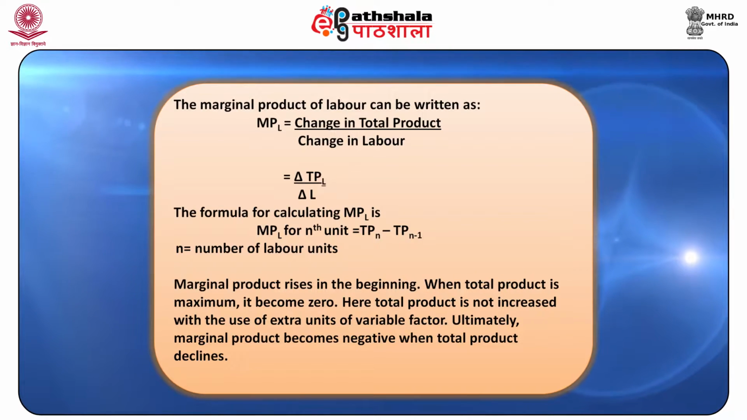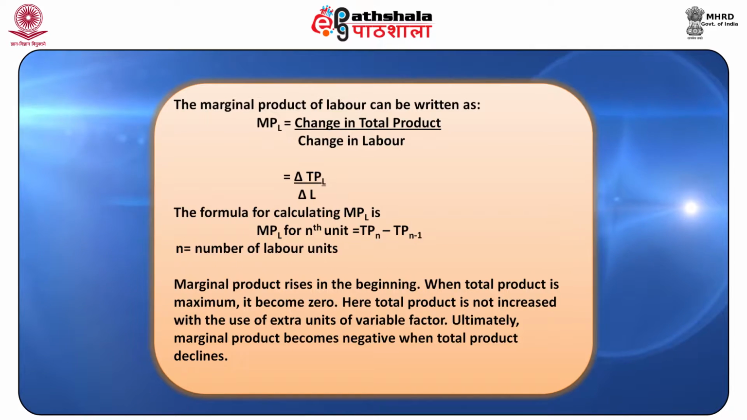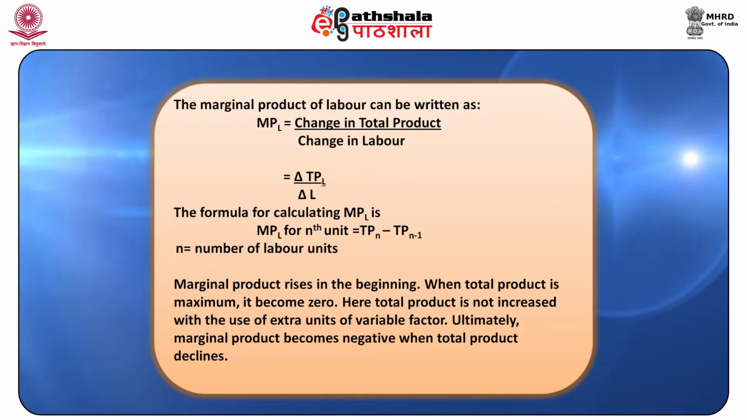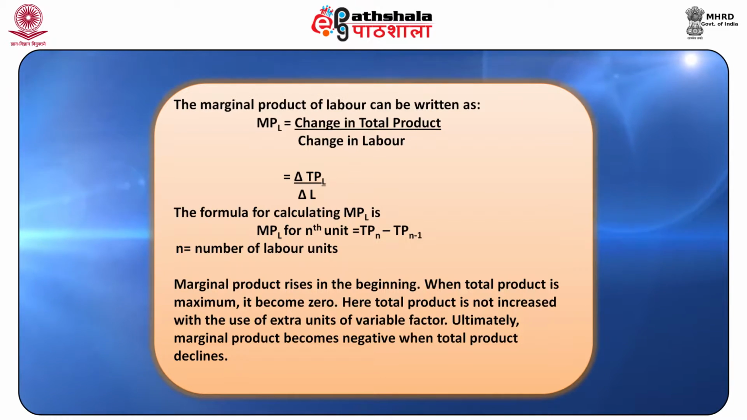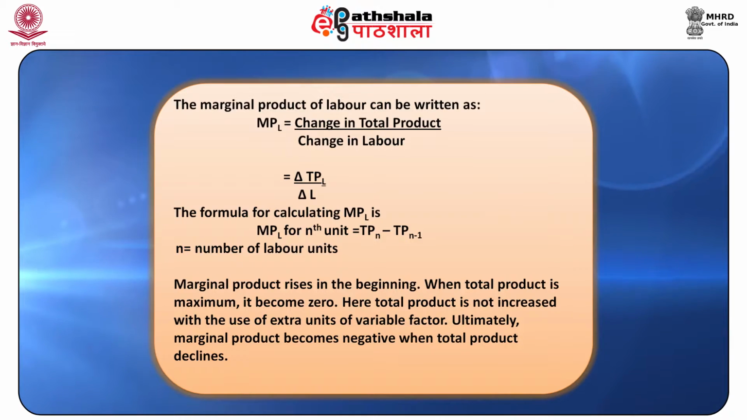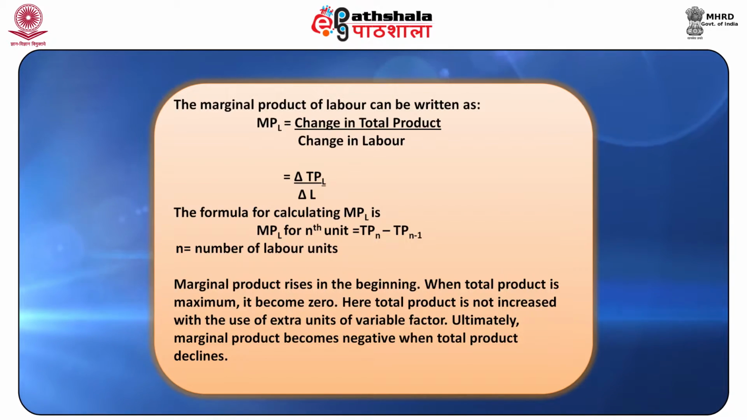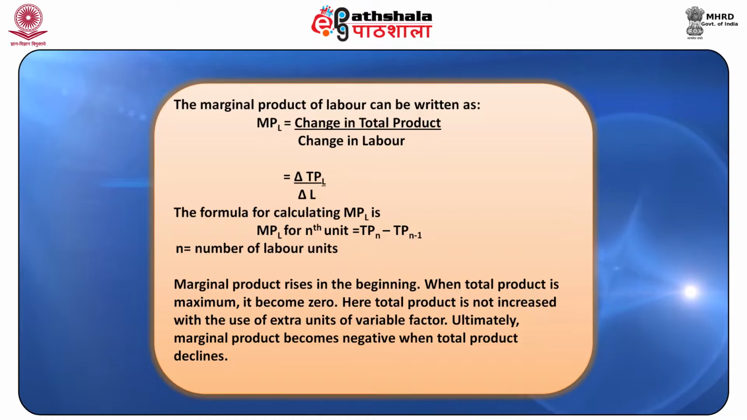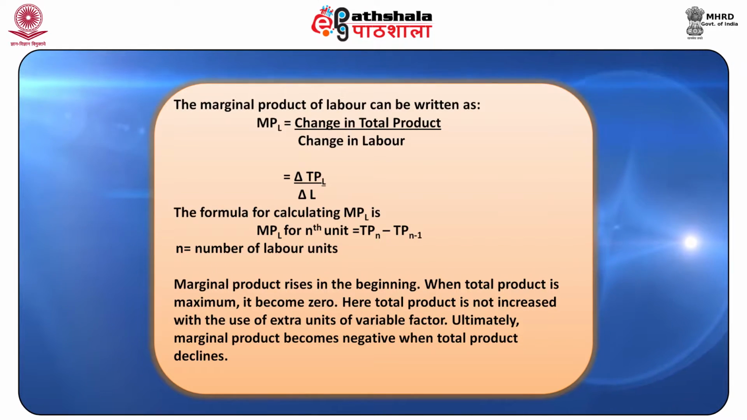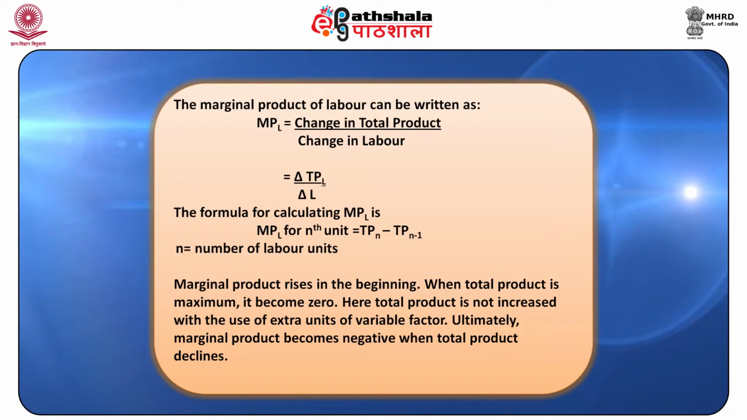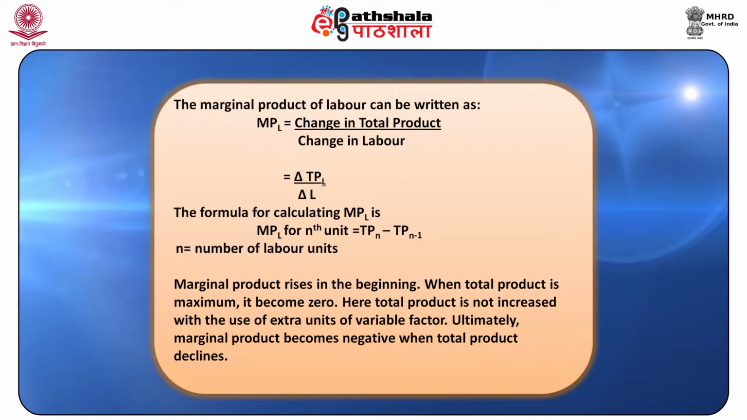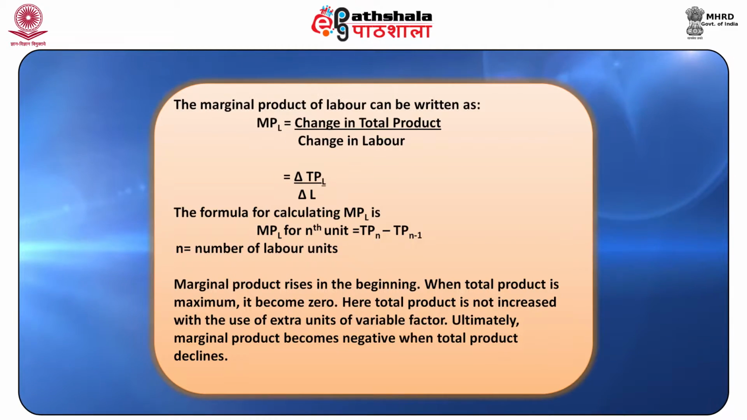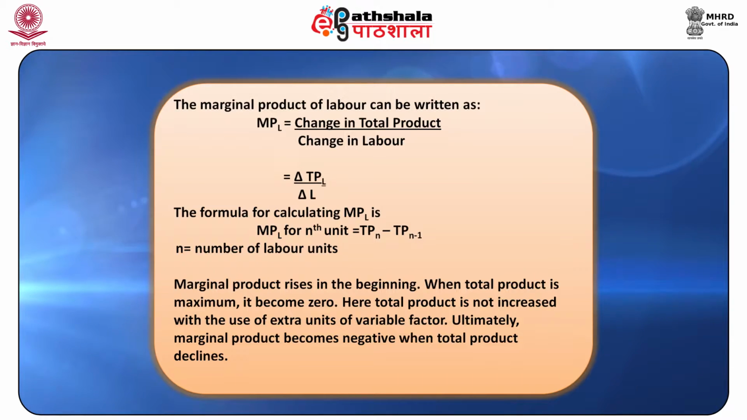The marginal product of labor can be written as MPL = change in total product upon change in labor, which is equal to ΔTPL/ΔL. The formula for calculating MPL for the nth unit is MPL = TPn − TPn−1, where n stands for the number of labor units. Marginal product rises in the beginning. When total product is maximum, it becomes 0. Here, total product is not increased with the use of extra units of the variable factor. Ultimately, marginal product becomes negative when total product declines.